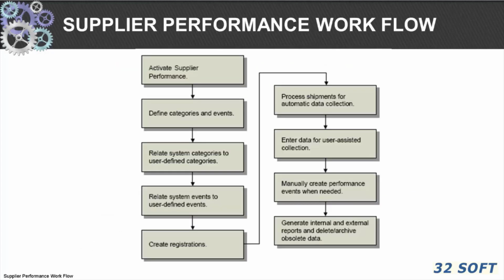Supplier performance requires a fair amount of setup, but then the actual collection of data is fairly straightforward and pretty much automatic. First you activate, then you define your categories and events. You relate the system categories to user-defined categories. You process shipments for automatic data collection. Enter any user-assisted collection. Create your own manual events, and then generate your own internal and external reports. But the process requires a great deal of communication with the supplier so that they end up understanding the performance criteria you require for continuing business.